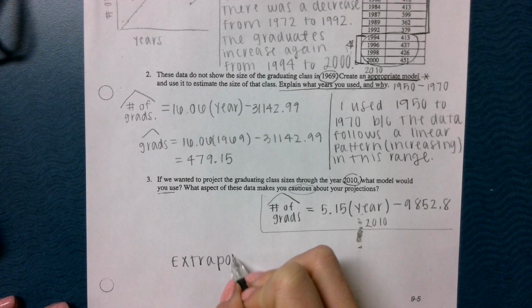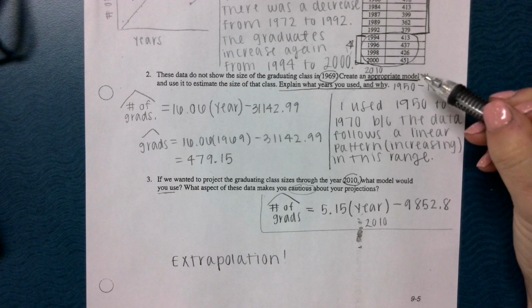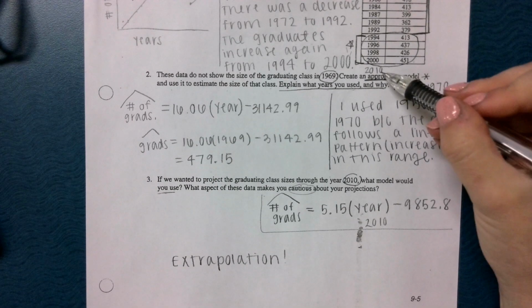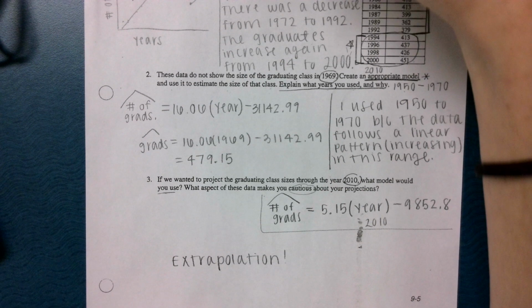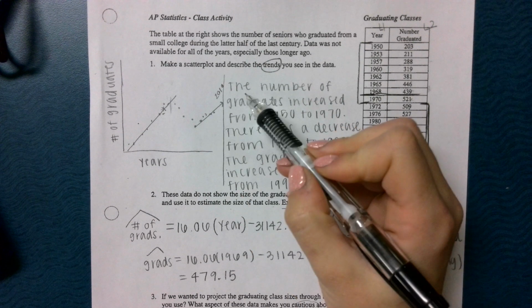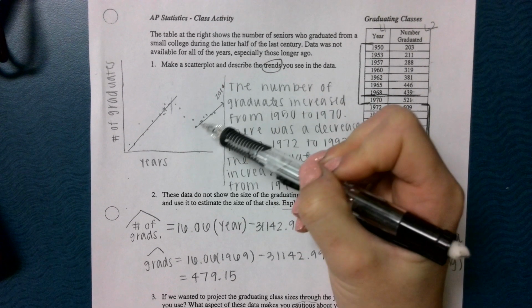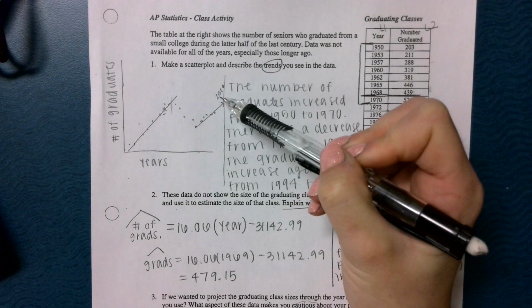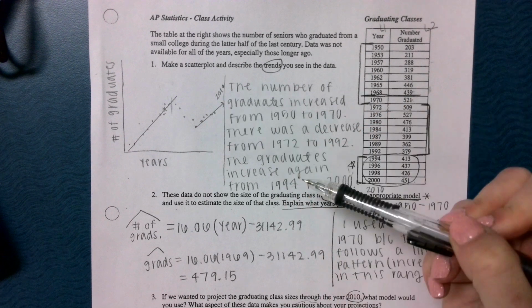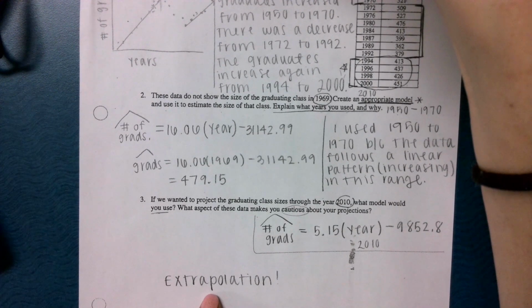This goes beyond my data, which I should be wary of. I don't know for sure if this line of best fit is going to continue to be straight. We've seen already in this data that things are increasing, decreasing, and increasing again. So who's to say that in 2009 we wouldn't see another decrease? This is why that idea of extrapolating beyond your data is an issue. You want to be careful with that extrapolation.